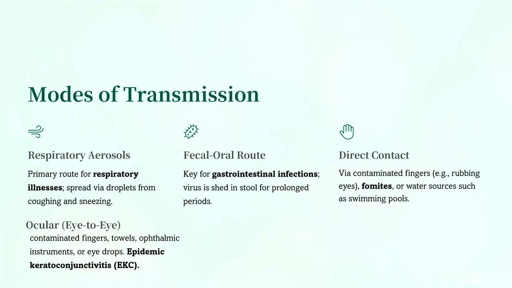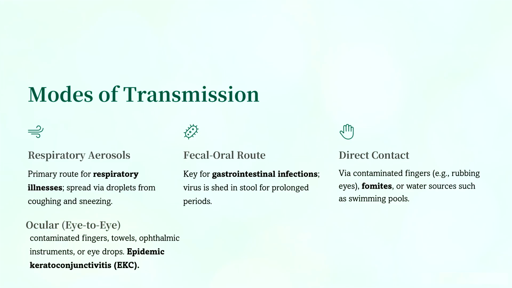The third route is indirect contact, that is through fomites. Adenoviruses can survive on doorknobs, toys, towels, medical equipment, keyboards, and other surfaces. Infection occurs when a person touches the contaminated objects and then touches their face. This route is especially important because adenoviruses are resistant to many common disinfectants.